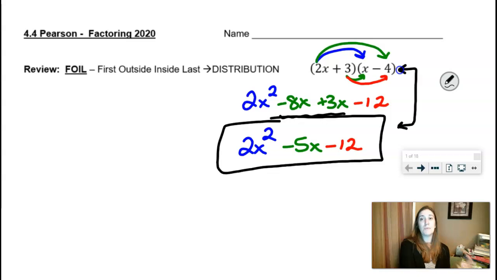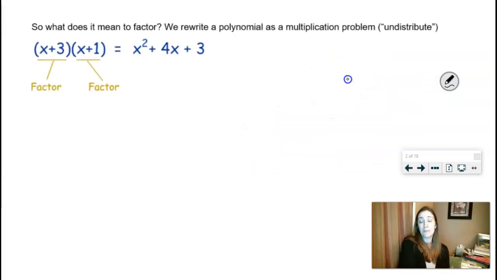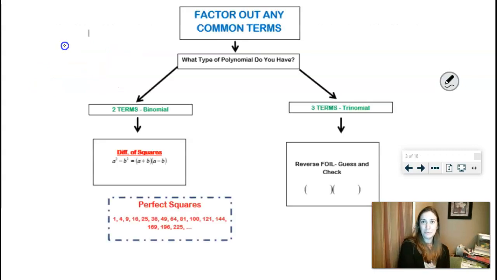So factoring is what we're going to do today, and it's the reverse. So we're going to start with a polynomial, and you got to go backwards and write it as a product, as two things being multiplied together, or sometimes three things being multiplied together. So this is a good image that I stole from the internet, of course. And what does it mean to factor? Well, you're going to take this polynomial and you're going to write it in terms of its factor. So you're going to undistribute it, is what some kids call it.